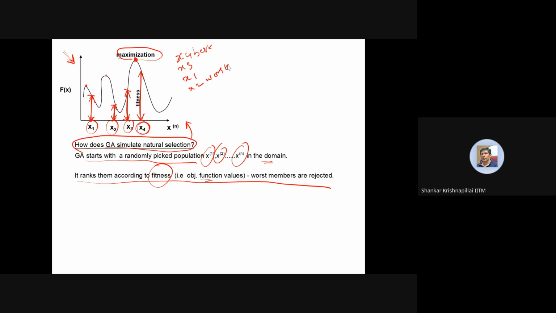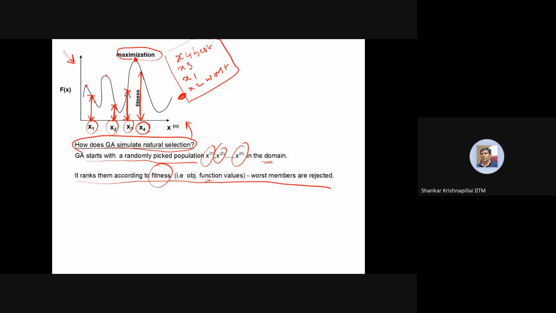The population is ranked on the basis of objective function. And if you want to do minimization, then this x2 will come on top. The smallest objective function will come on top, then x1, then x3, and then x4. So that is how you do minimization. But just to avoid confusion, we'll do only maximization. To do minimization, you rank them with the smallest objective function on top and the largest at the bottom. So for maximization, this is the ranking.